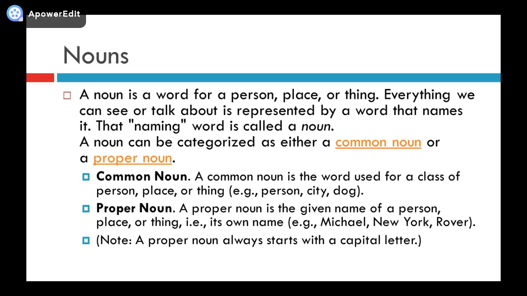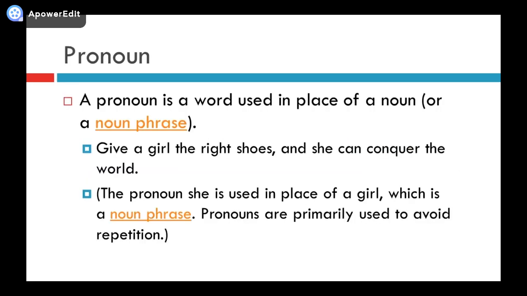For example, boy is a common noun, but Michael is a proper noun. City is a common noun, but New York is a proper noun. Dog is a common noun. Rover is a proper noun. Rover is the name of that dog, so it is a proper noun. And a proper noun will always start with a capital letter. Basic, correct? Okay. Now, pronoun.